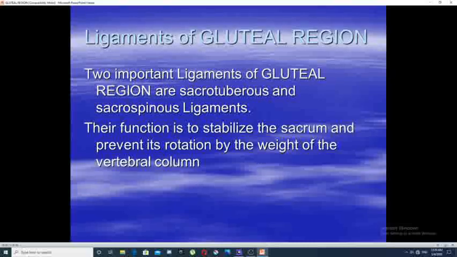What are the ligaments that are present in the gluteal region? Two important ligaments present in the gluteal region. One is called sacrotuberous ligament, the other is called sacrospinous ligament. Their main function is stabilization of the sacrum, prevent the rotation by the weight of the vertebral column.